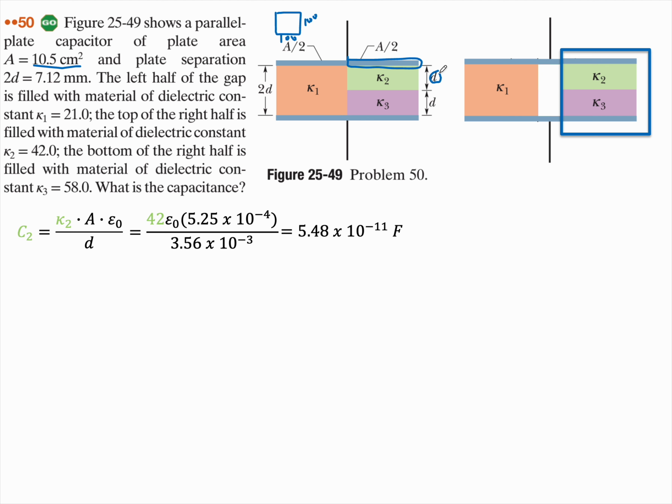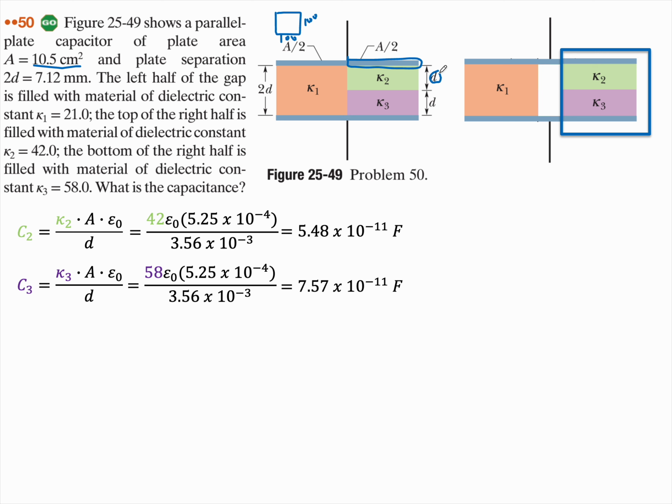I'm going to do the same thing for the bottom right-hand side, except now we're dealing with K3. Plugging in the numbers, area and distance stay the same, it's just K that changes, giving us that capacitance. Again, a reminder, these two capacitors are in series, one after another. You can pretend there's a metal plate right here connected to the metal plate below it. So in series, our rule is we simply add up the reciprocals. If we do that, we'll find the total capacitance of the right side is that.